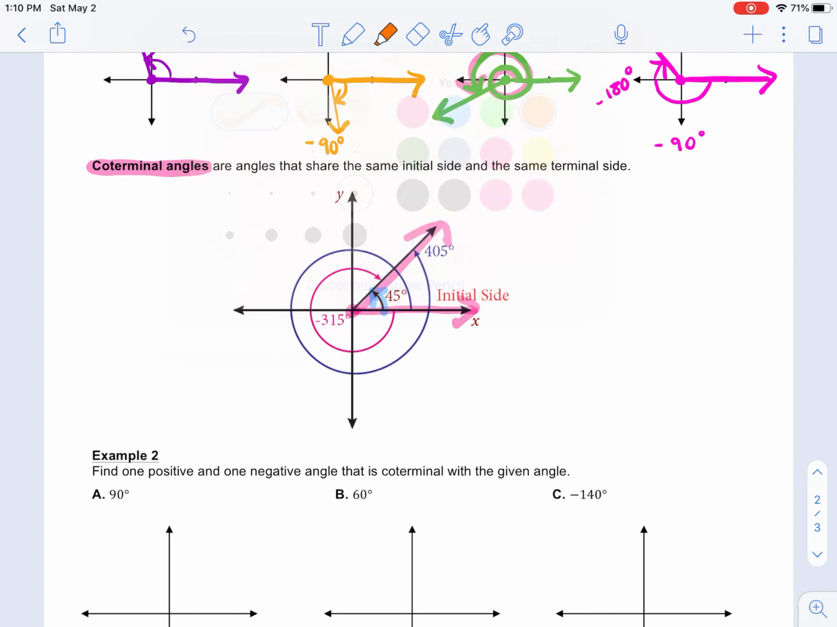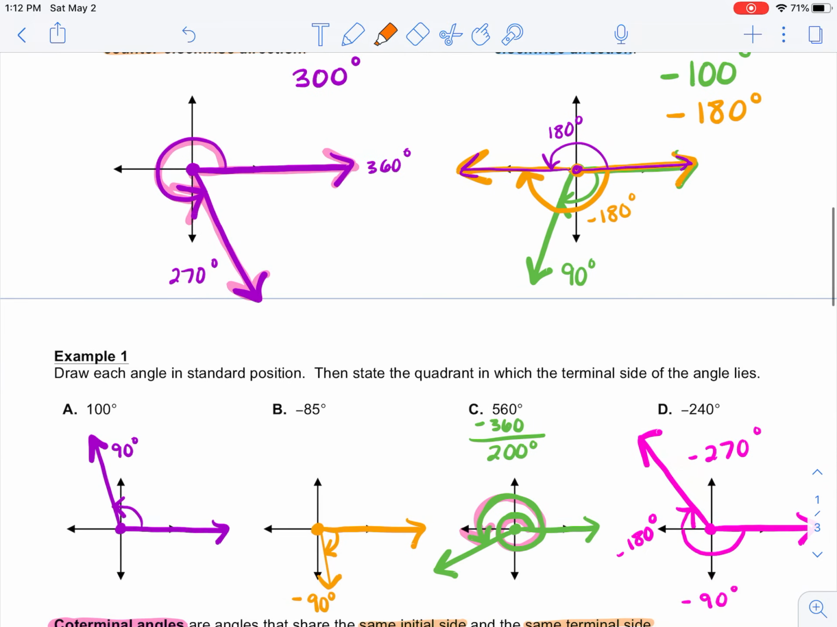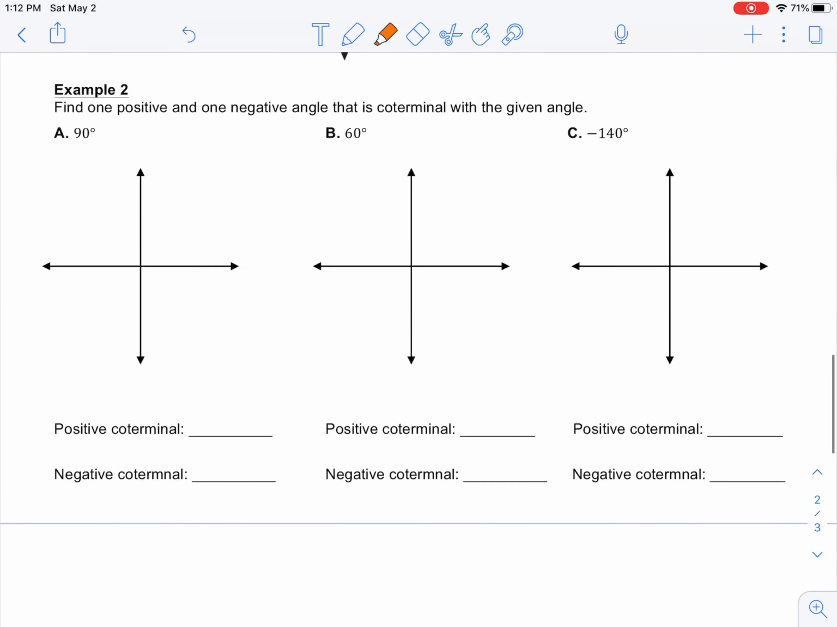But notice that that angle can also be called a negative 315-degree angle, because negative 315 starts on the same initial side and ends with the same terminal side. So coterminal angles have the same initial side and the same terminal side. And so if we take out the direction arrows, they look identical. A good example would be back here. Positive 180 and negative 180 are called coterminal because they have the same initial and same terminal side.